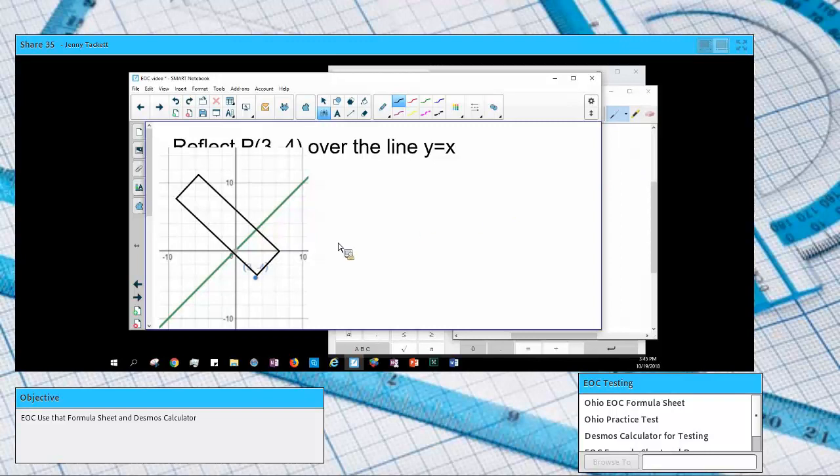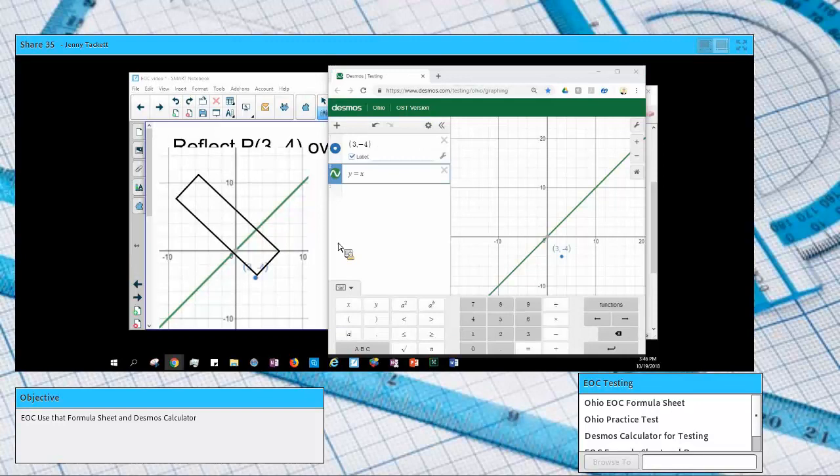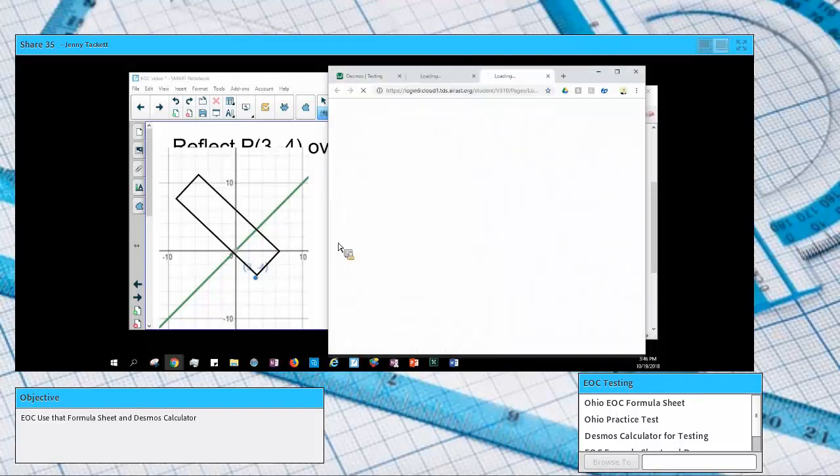This video is a little long. Hopefully it's helpful, and I'll be following it up with a Google form so that you can practice a little bit more with the sheet and with the Ohio practice test, which I've just passed out to you, and hopefully you'll find helpful. Get used to using this Desmos calculator. This is the one that's on the test. It does have some limitations. And good luck on your test.